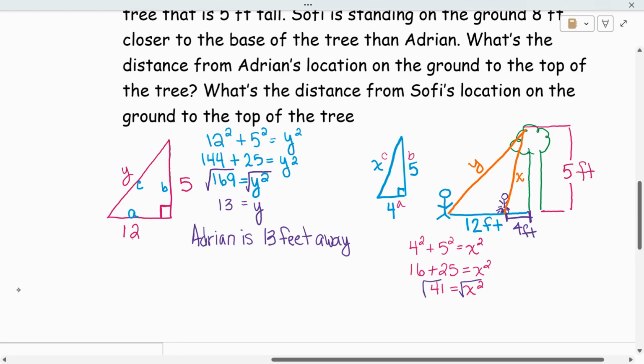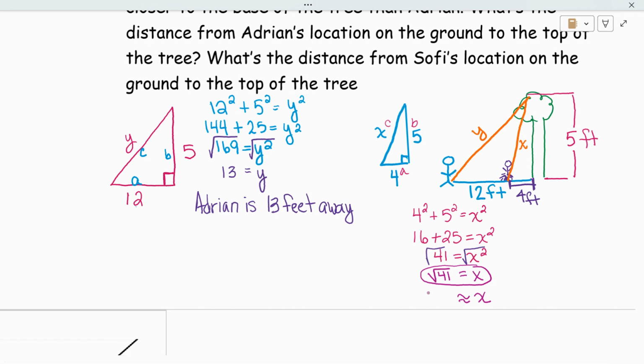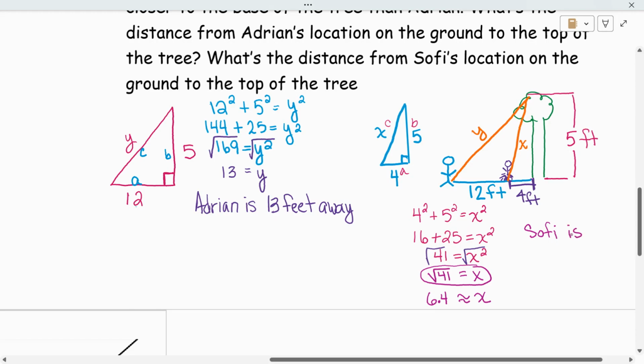So I know that the square root of x squared is x. What is the square root of 41? So it's not an exact number, is it? So I'm going to say that x equals the square root of 41. And then I'm going to say x is about, and I'm going to use a squiggly equal sign. That's an approximation. I'm going to say 6.4. So Sophie is 6.4 feet away.